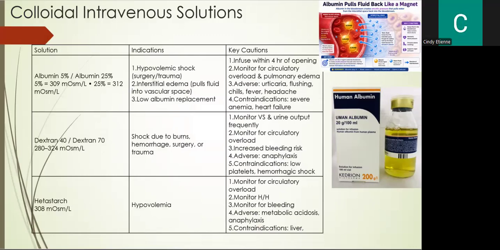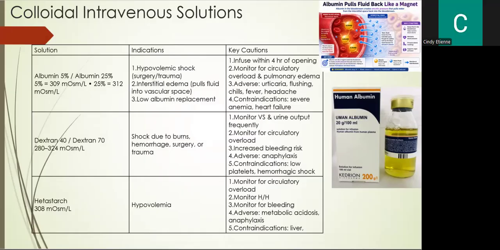Unlike crystalloids, colloids contain large molecules like proteins or starches that cannot easily leave the bloodstream. Because they stay inside the blood vessels, they create an oncotic pressure, which pulls water from the tissues back into the bloodstream. Think of colloids like a fluid magnet. They attract water into the circulation. The most common colloid is albumin.